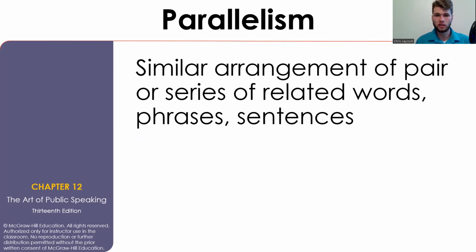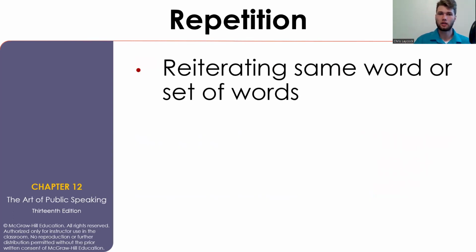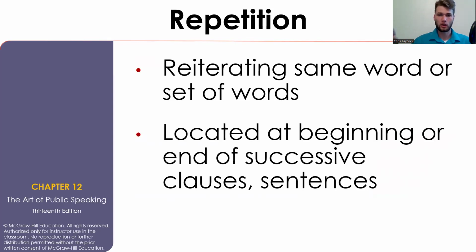Parallelism: similar arrangement of a pair or series of related words, phrases, or sentences. Here's an example. Rich and poor, intelligent and ignorant, wise and foolish, virtuous and vicious, man and woman, it is ever the same. Each soul must depend wholly on itself. So you can see rich and poor, those types of pairs, giving these examples of parallels. All right, repetition: reiterating the same word or series of words. It can be at the beginning or end of successive sentences or clauses.